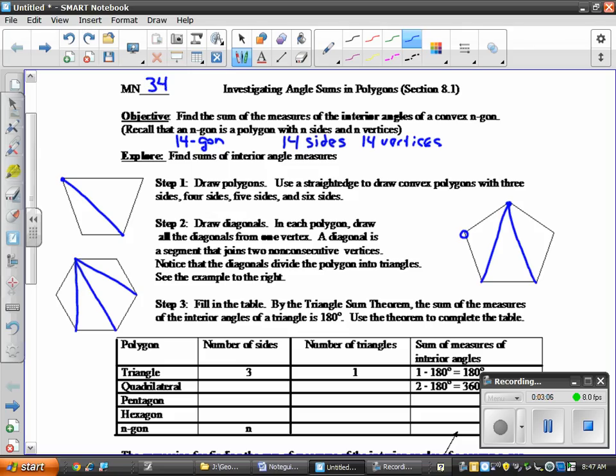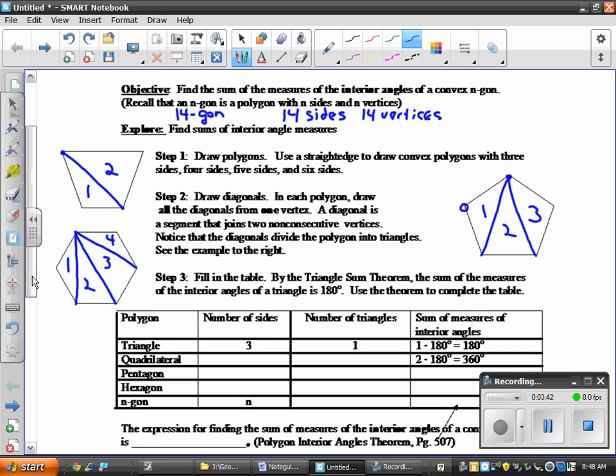Now, once we've done that, we've cut up these shapes into multiple triangles. In the quadrilateral, we have one triangle, two triangles. In this pentagon on the right-hand side, we have one triangle, two triangles, three triangles. And in this hexagon, we have one, two, three, four triangles. And we know, because we've talked about triangles forever now, it seems, that when you add up the interior angles of a triangle, it equals 180 degrees.